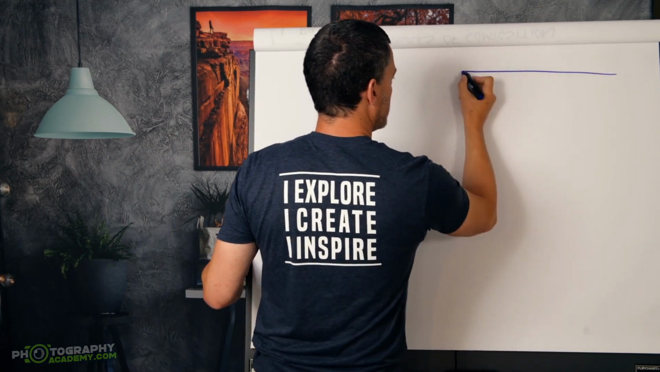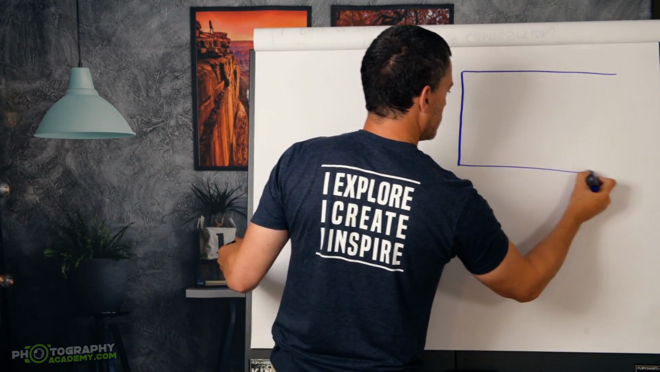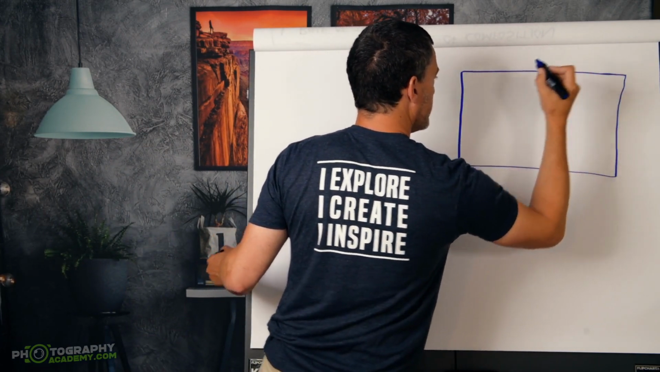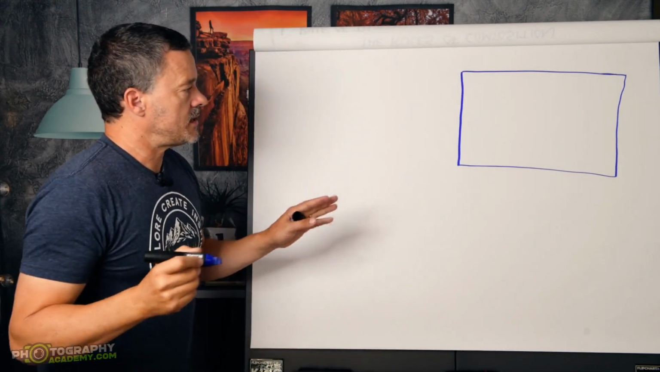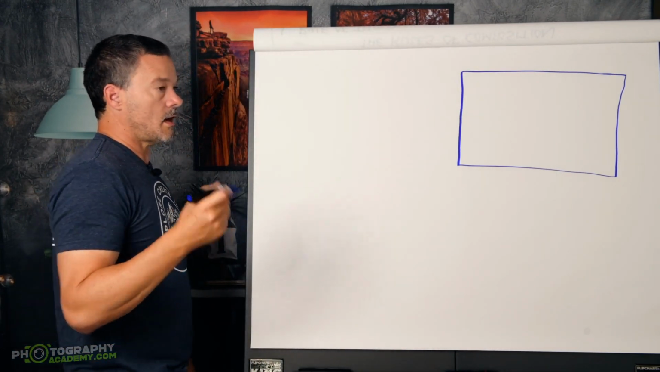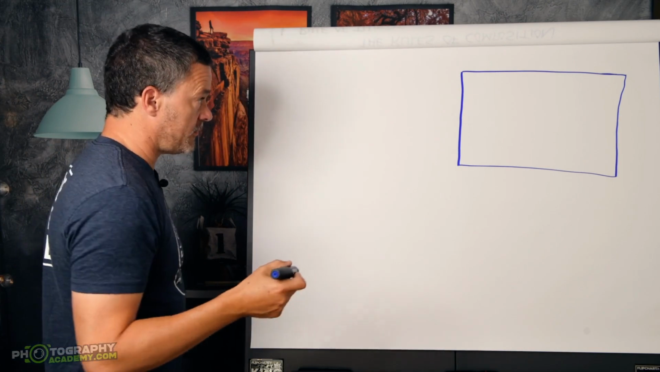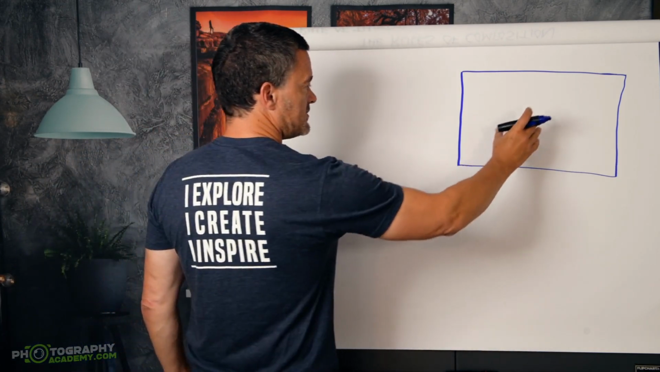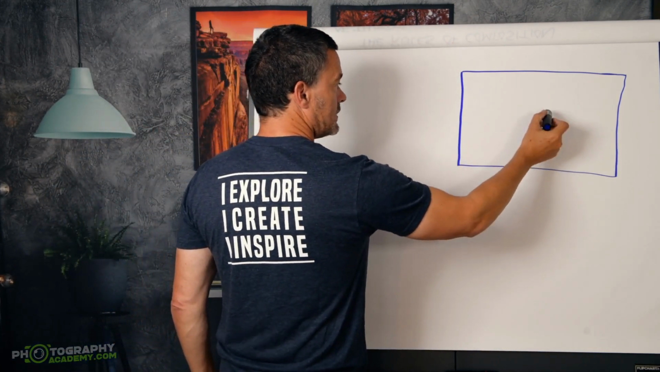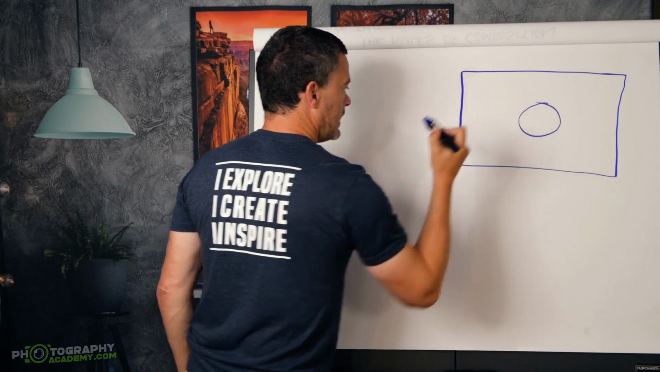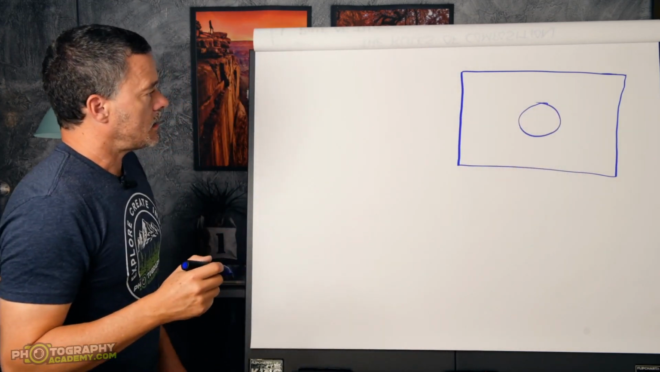So here is our viewfinder here. And so let's just say that you've found a main subject for your photo, and you're going to place the main subject in the middle here. So here's our main subject, whatever that happens to be.